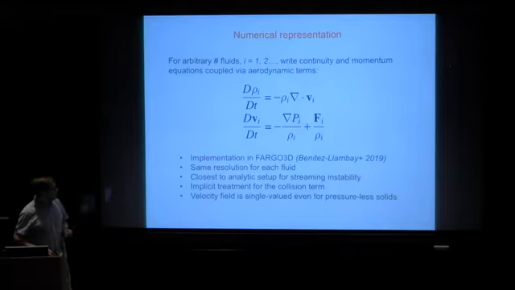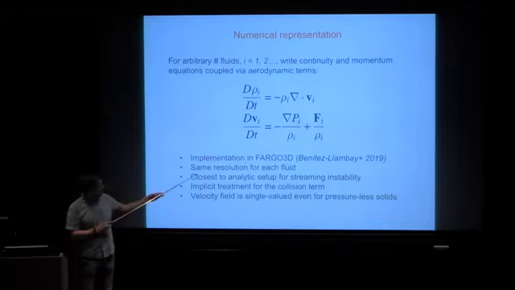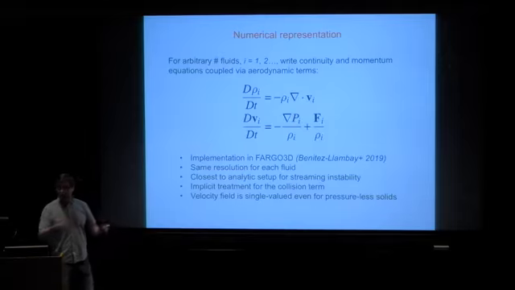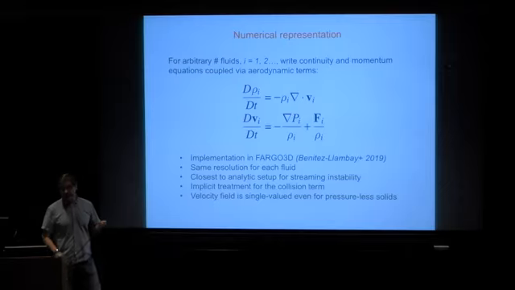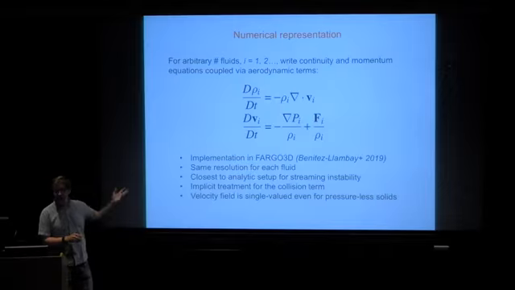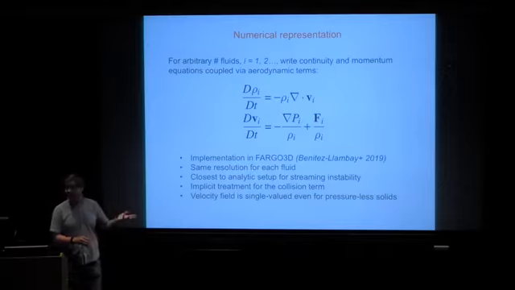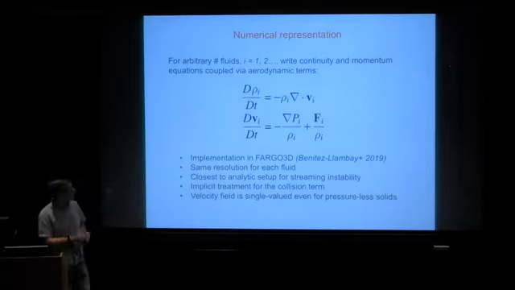So this has some nice properties. Here you obviously get the same resolution for each fluid if this is done as a grid-based method. Each of the fluids is represented in an equivalent way on the grid. And this is actually the closest to the analytic setup where this streaming instability that I was discussing a moment ago was derived. It's not quite the same because often here you don't have an incompressible gas fluid, but you could have one.